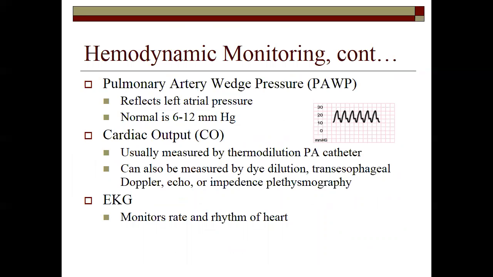Pulmonary artery wedge pressure reflects the pressure in the left atrium. I'm going to show you the picture earlier for just exactly why it's measuring the pressure in the left atrium. Normal wedge pressure is 6 to 12 millimeters of mercury. Cardiac output, we usually measure with thermodilution.